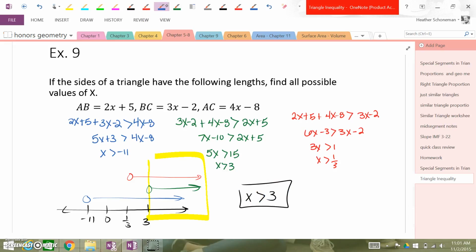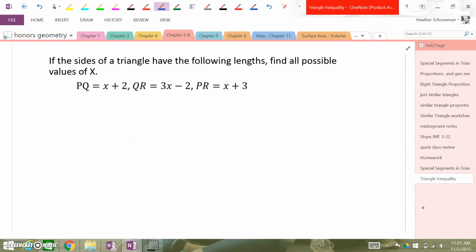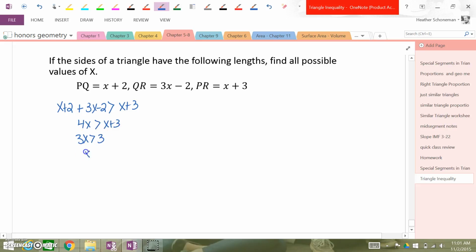Alright, let's try this again, because I think if you see another example, it will help. Okay, so we have to add any 2 to see if they're greater than the third. So let's start with the first 2. X plus 2 plus 3x minus 2 greater than x plus 3. That gives us 4x is greater than x plus 3. Subtract x, so we get 3x is greater than 3. So x is greater than 1.